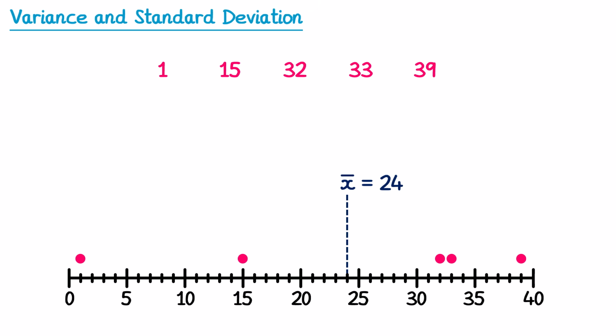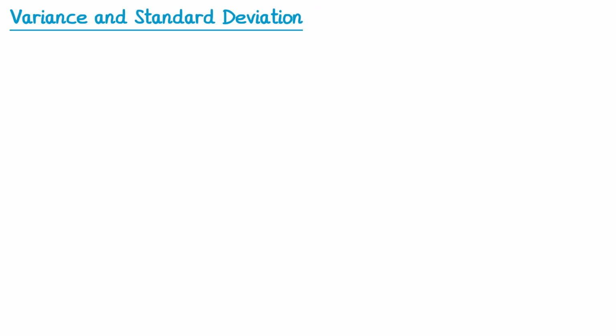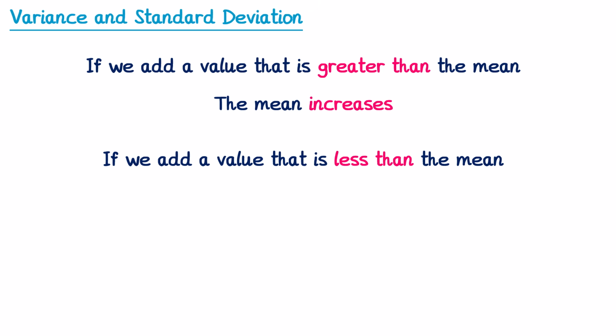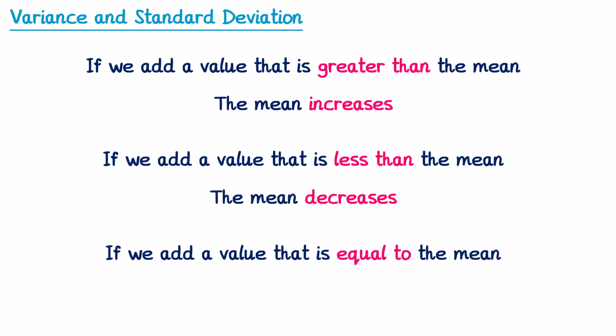If instead you remove the value greater than the mean, so if we remove the 39, then the mean will decrease, this time down to 20.25. And if you had removed a value that was equal to the mean, it will remain unchanged. Let's summarize what we've just covered. If we add a value that's greater than the mean, the mean increases. If we add a value that's less than the mean, it decreases. If we add a value that's equal to the mean, then the mean will be unchanged.